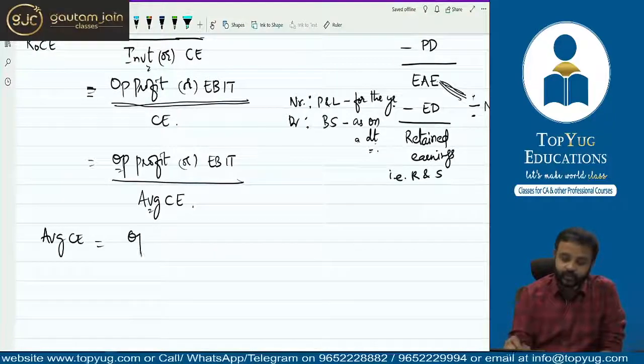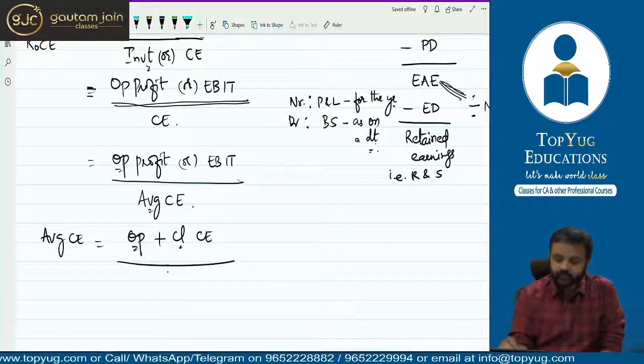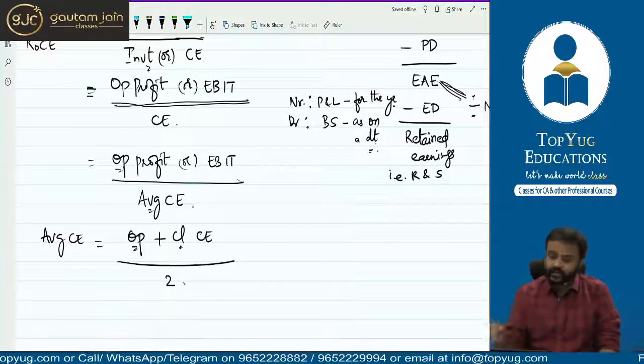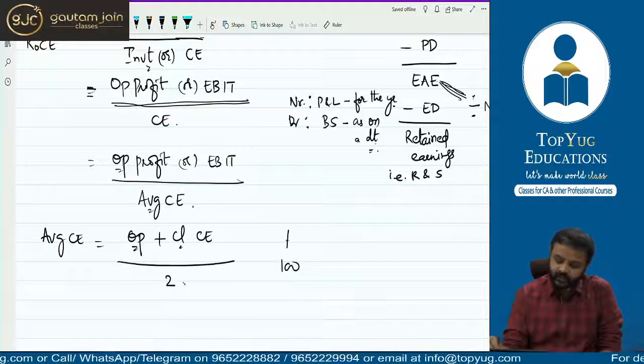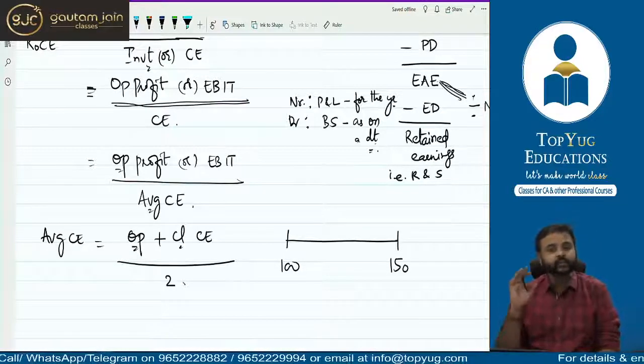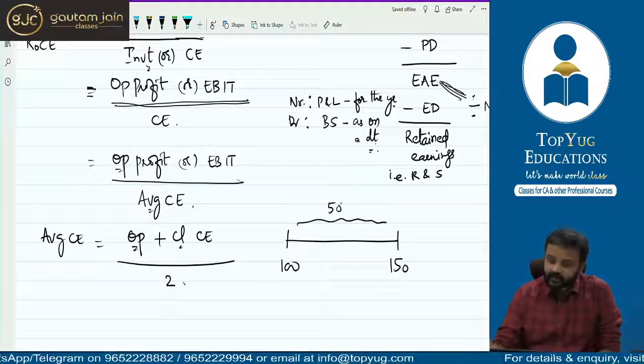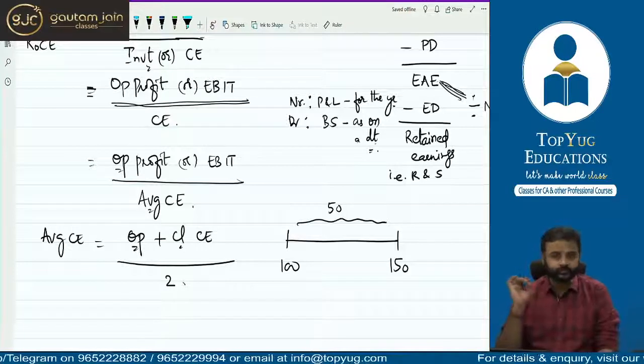Average capital employed is opening capital employed plus closing capital employed divided by 2. This is how we get the average. That means, let's say in the beginning the capital employed was 100, and let's say at the end the capital employed is 50. That means during the period there is an increment in the capital employed to the tune of 50.